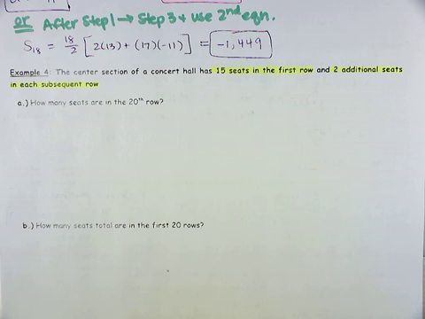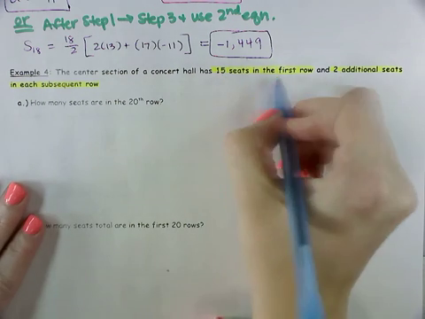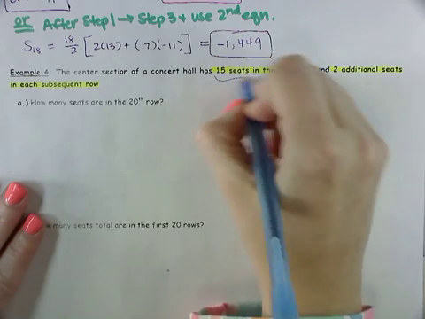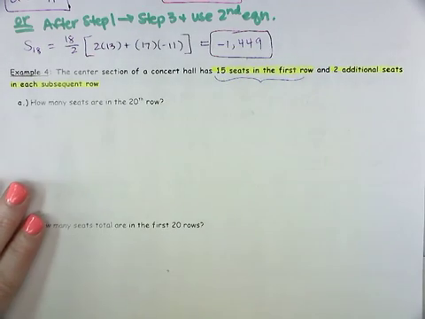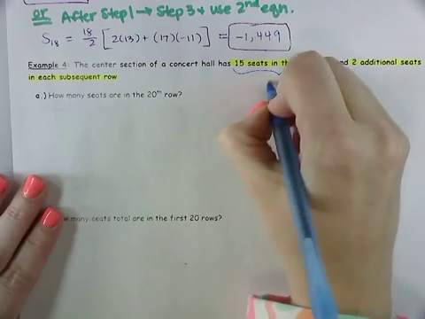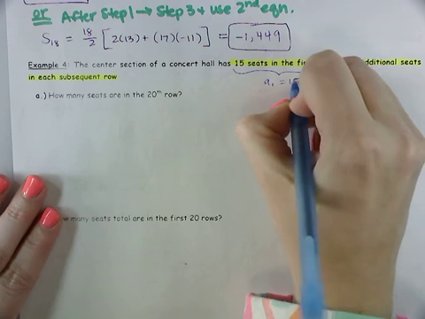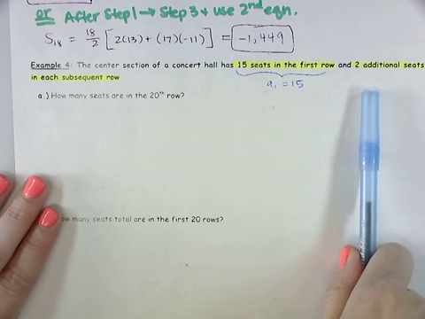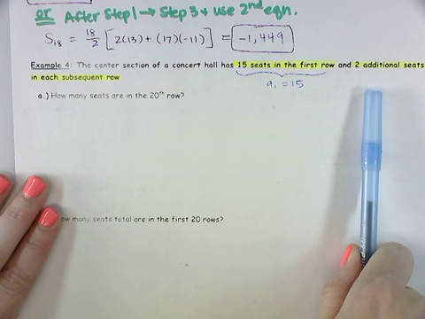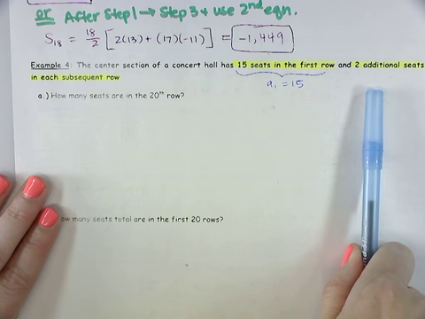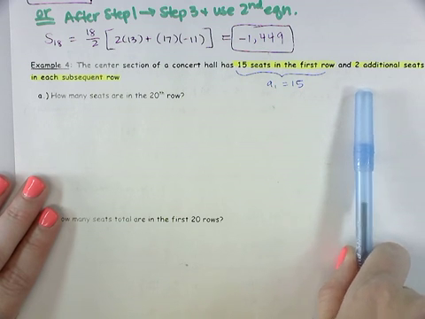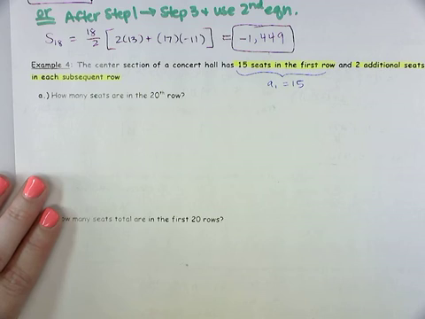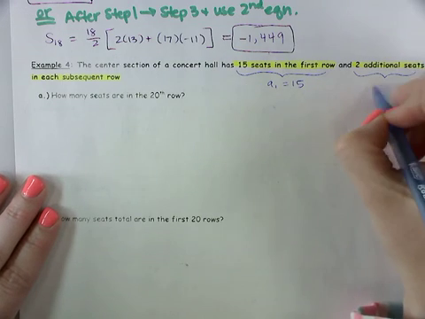There's a couple different ways that you can do this. If you have 15 seats in the first row, you can think of that as what term? Yeah, a sub 1. So a sub 1 is going to be 15. Do you guys know what you can think of the 2 additional seats in each subsequent row as? It's going to be the common difference, right? Because they're additional, your d value is going to be 2.